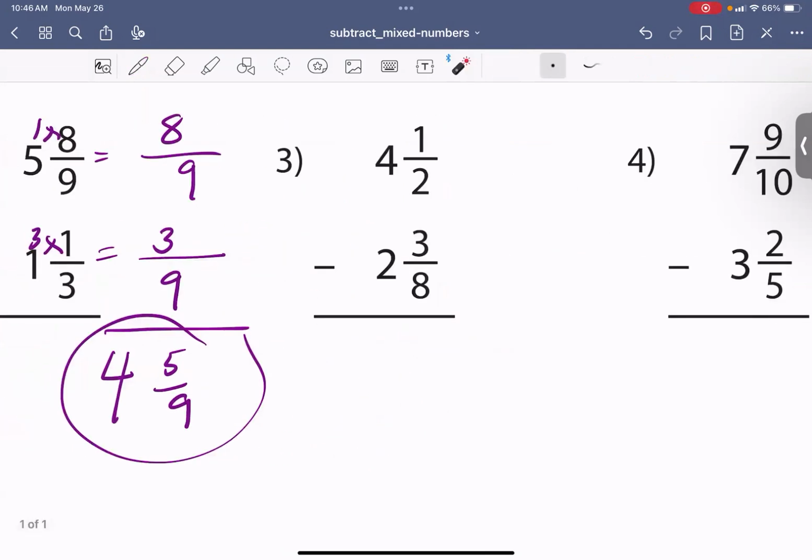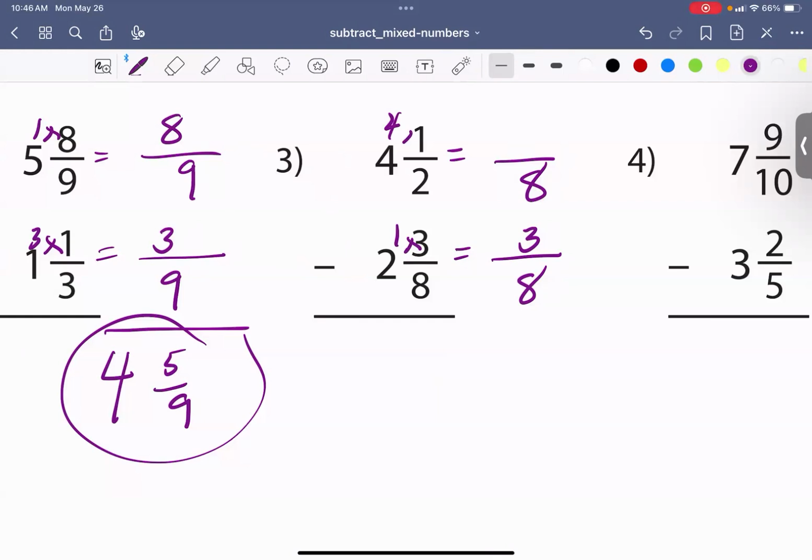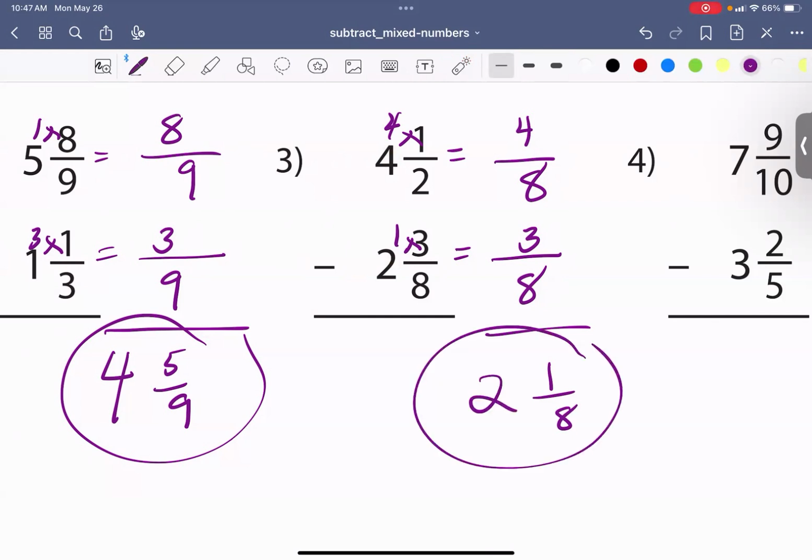Let's look at the next one. 4 and 1/2 minus 2 and 3/8. When I find the least common multiple between 2 and 8, I get 8. 8 divided by 8 is 1. 1 times 3 is 3. 8 divided by 2 is 4. 4 times 1 is 4. So 4/8 minus 3/8 is equal to 1/8. And 4 minus 2 is 2. Our final answer is 2 and 1/8.